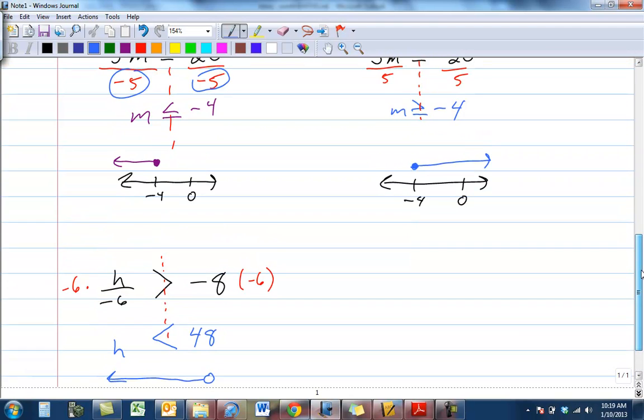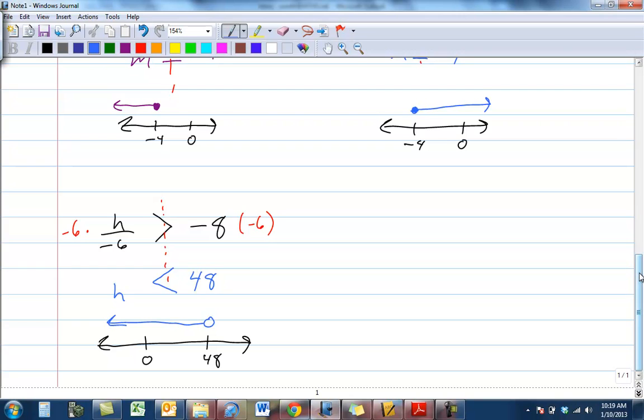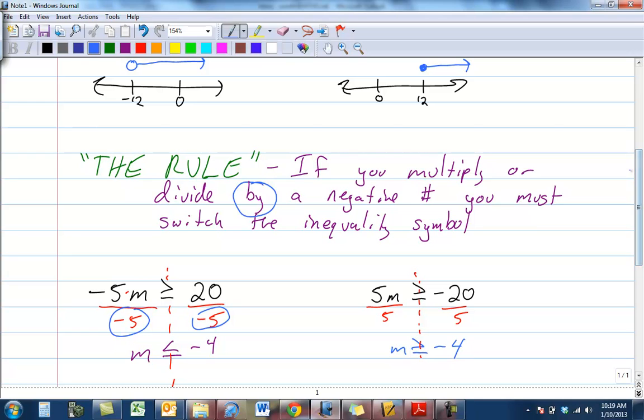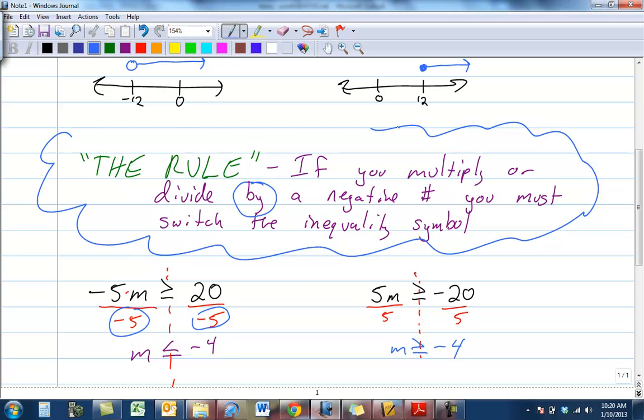So we solved just like we've always solved. The one little thing that's different this lesson is if you multiply or divide by a negative number, you have to switch the symbol. But if a negative number is divided by a positive number, you don't switch it. Big rule. Put a big box around this thing. This is going to be important this entire chapter.